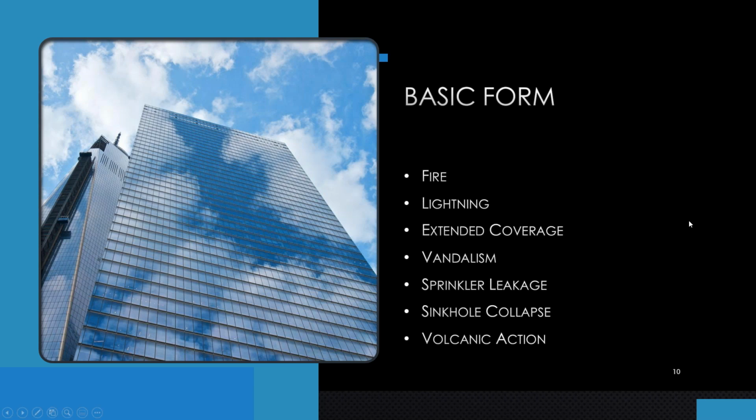Okay? Because volcanic activity is catastrophic in nature, and therefore it does not lend itself to predictability, and therefore is not covered. But a volcano erupts from several miles away and dumps ash on your building, that's just a cleanup. Okay, and your policies can cover that. So this is the basic form.